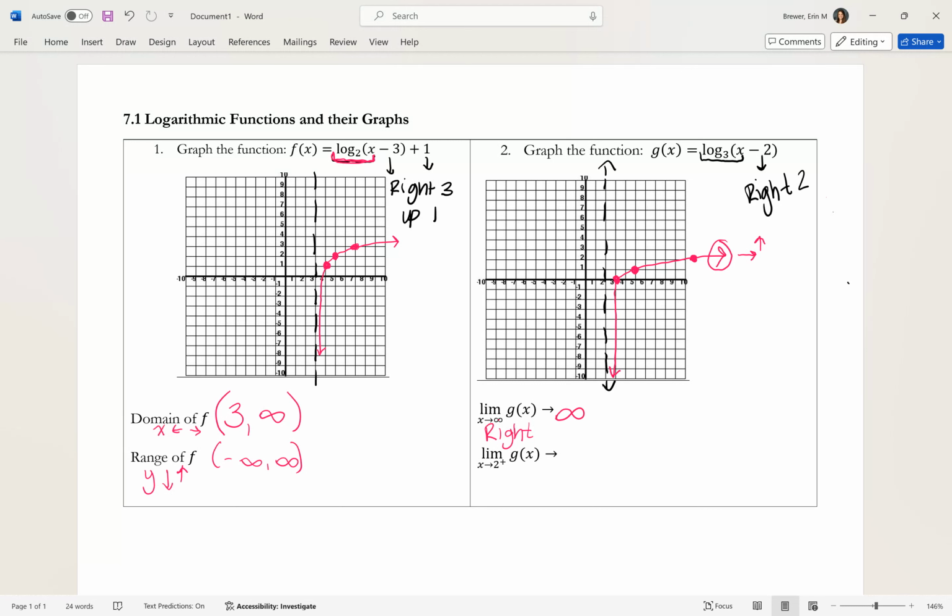infinity. The next one is asking me to look at x approaching 2 from the right. So that means my eyes need to start on the right side of my graph and follow the curve to the asymptote at 2. So if I start on the right side and follow the curve to the asymptote at 2, I notice that my graph starts going down forever, meaning that that limit is approaching negative infinity.